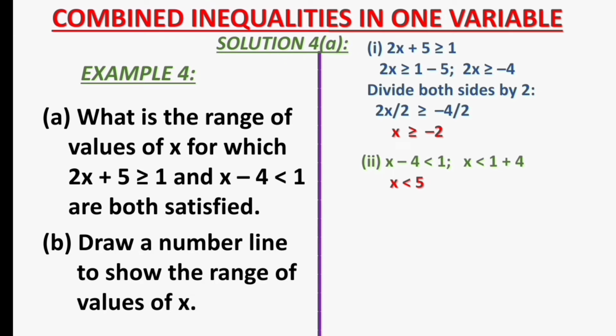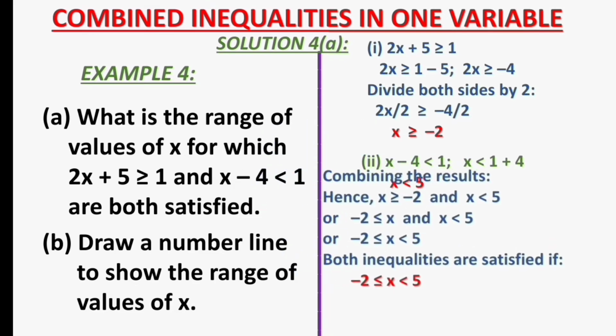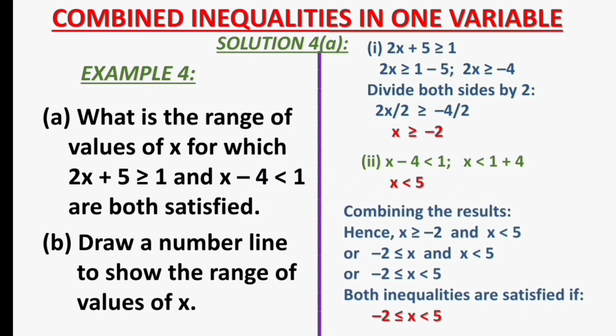Next, let's solve the second inequality, which is x minus 4 is less than 1. Collecting like terms, we have x is less than 1 plus 4. The solution to the second inequality is x is less than 5. Next, we are going to combine these two inequality solutions. Combining the results, we have the first inequality, which is x is greater than or equal to minus 2, and the second inequality, which is x is less than 5.